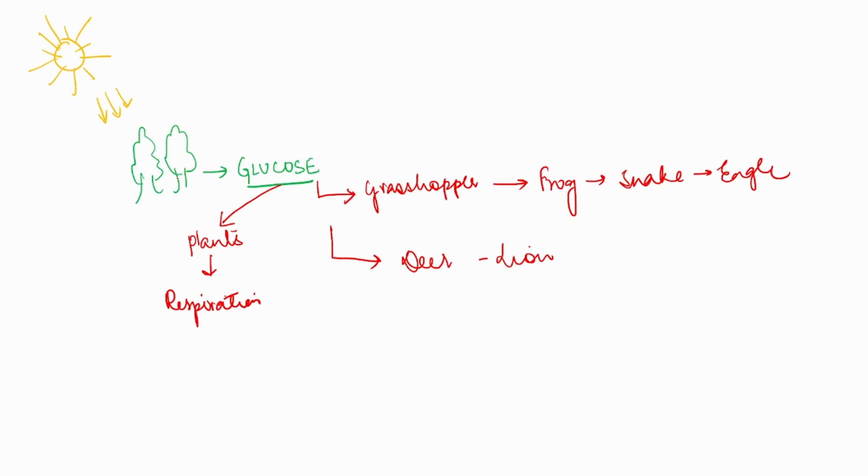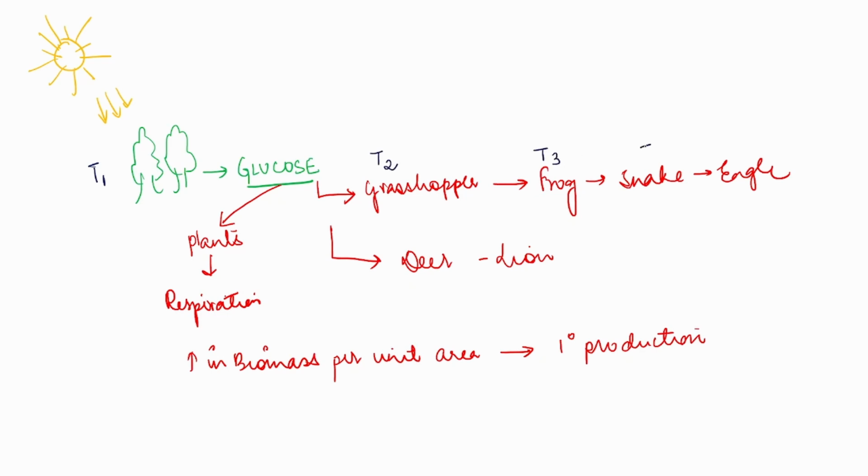The glucose utilized by the plant helps it grow bigger in size, so that increase in biomass per unit area is what? Primary production. Am I clear what primary production is? The increase in biomass, this is T1 and this is T2, T3, T4, T5. This is what is called primary production.